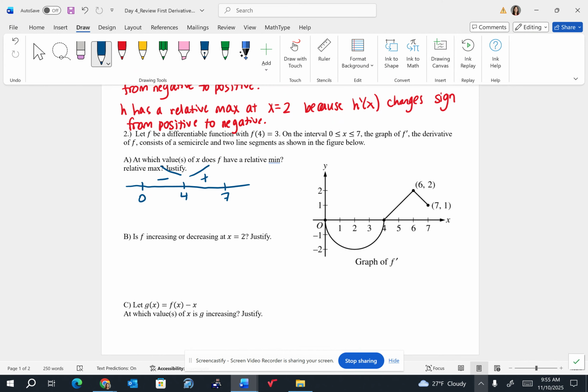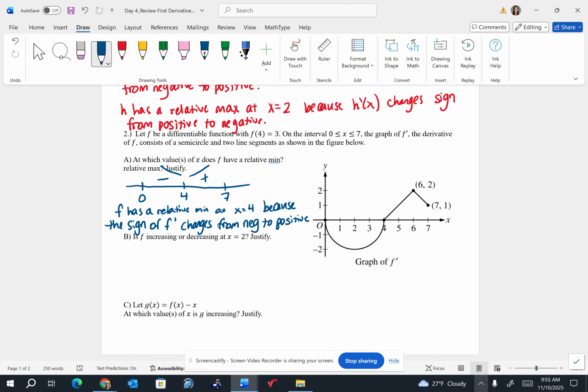So we can say f has a relative minimum at x equals 4 because, here's the justification part again, we just needed to know that the sign of the derivative changes from negative to positive. So because the sign of f prime changes from negative to positive. Doing a little bit of abbreviation because I don't have a ton of room.